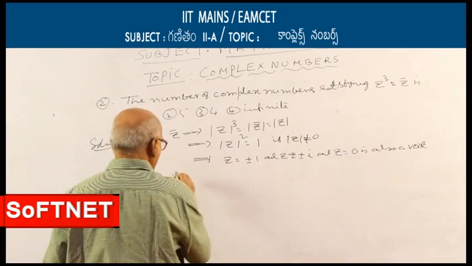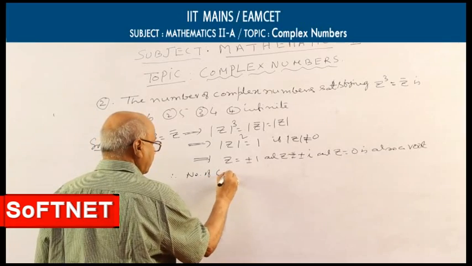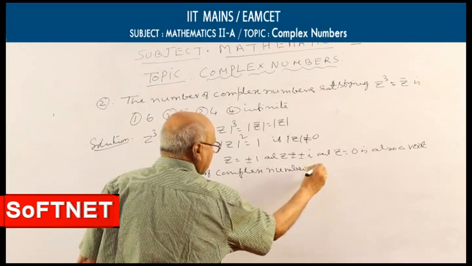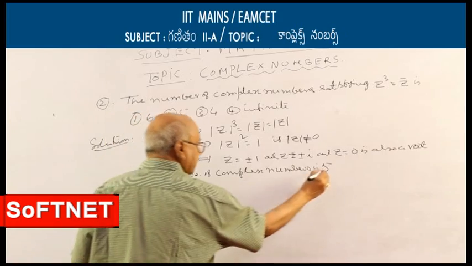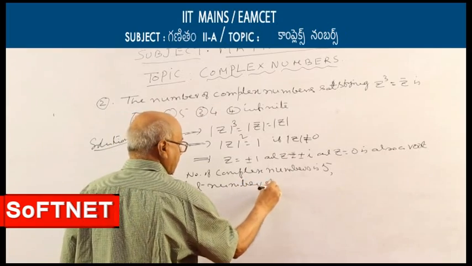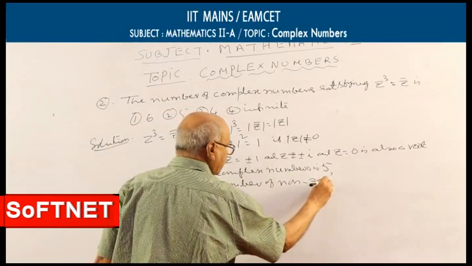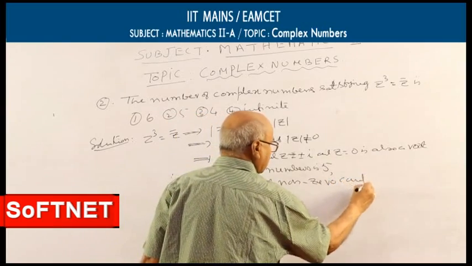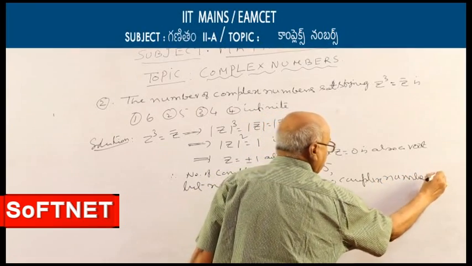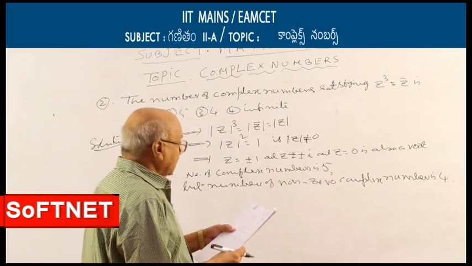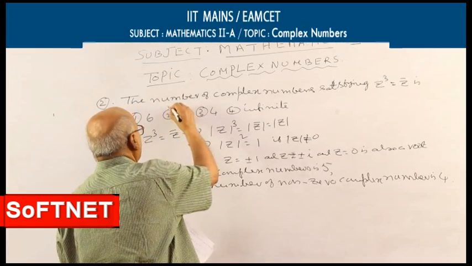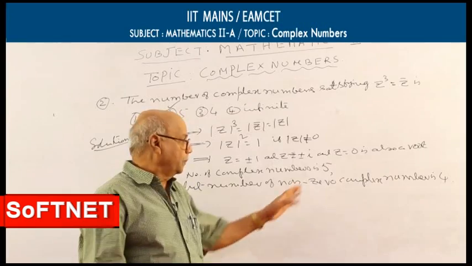So therefore, the number of complex numbers is 5, but the number of non-zero complex numbers is 4. So what you have mentioned is the number of complex numbers only. So therefore the answer is 5. 4 plus 1, 5 itself.